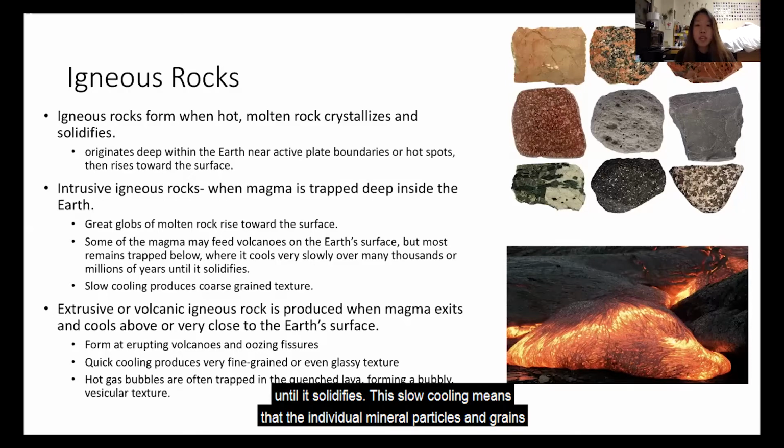This slow cooling means that the individual mineral particles and grains have a very long time to grow. So they grow to a relatively large size, which produces the coarse grain textures that we know.